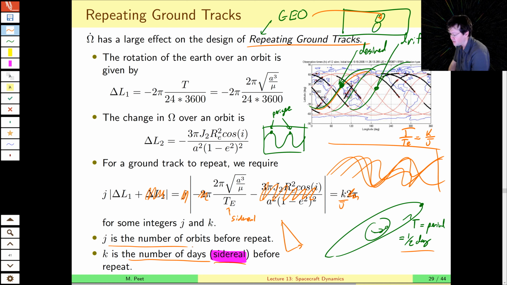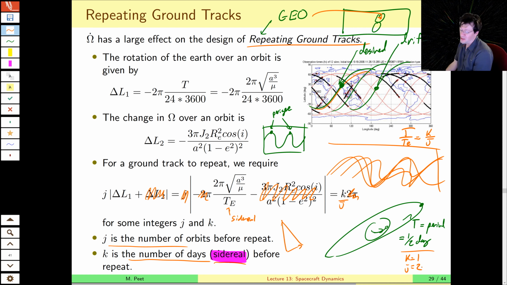That's basically it. So if you choose j equals 1 and k equals 2, or k equals 1/2, for example, then it'll take a half, or maybe j equals 2 and k equals 1, then we get this situation. K equals 1, j equals 2. 2 orbits in one day. Right?